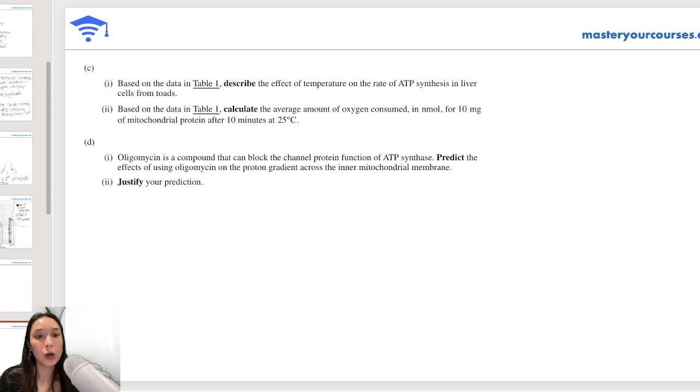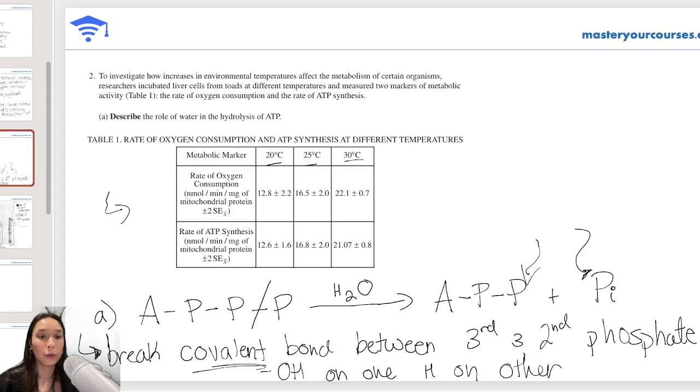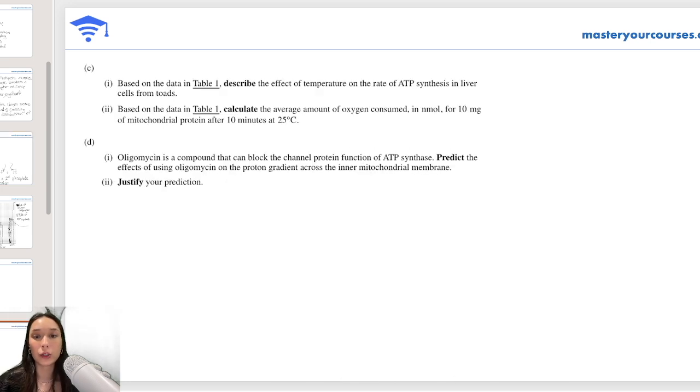Okay, so the next part says for C part 1, describe, based on the data in table 1, the effect of temperature on the rate of ATP synthesis in liver cells from toads. Okay, let's go back to this bigger one. So you're looking at temperature and I believe ATP synthesis. So temperature on the rate of ATP synthesis.